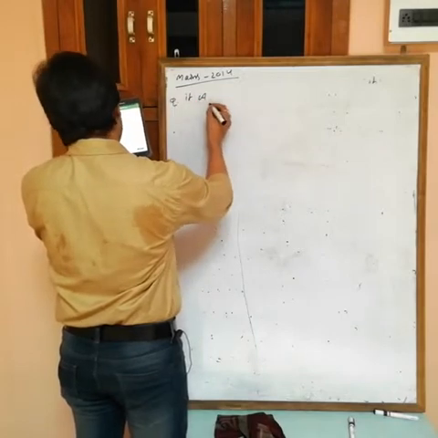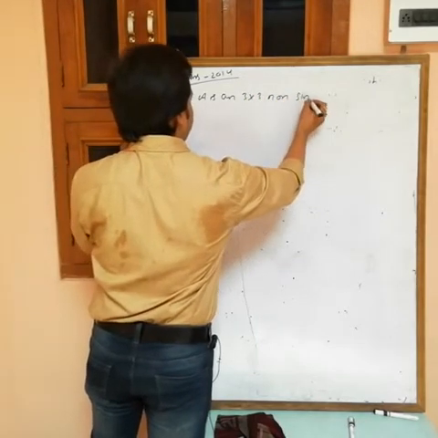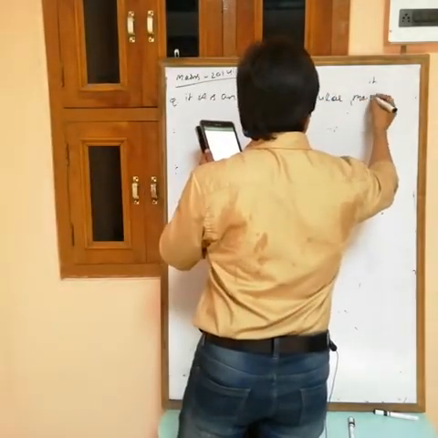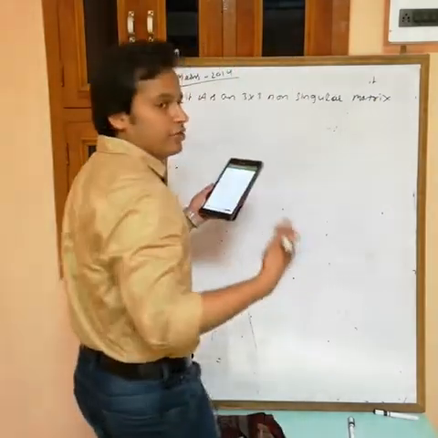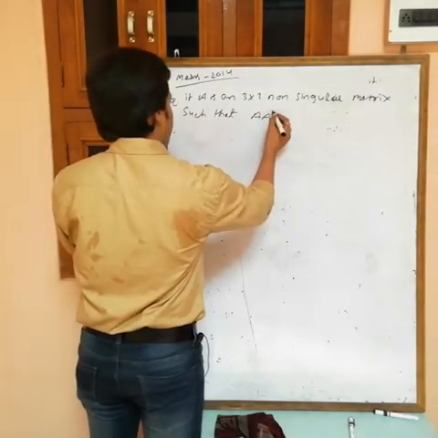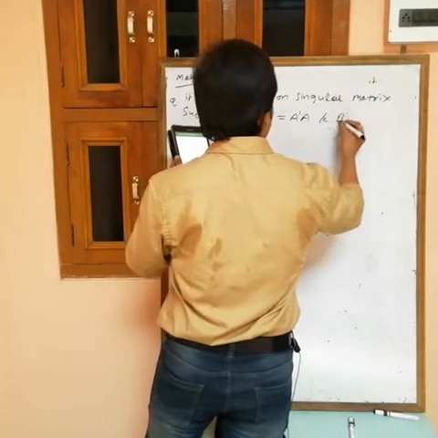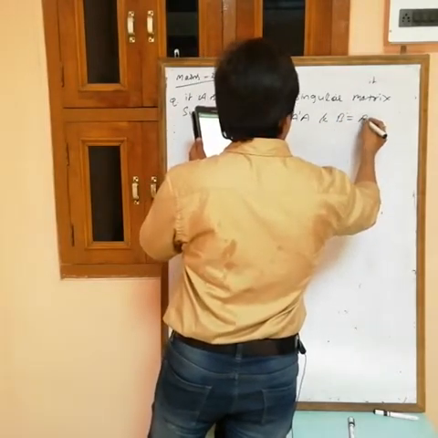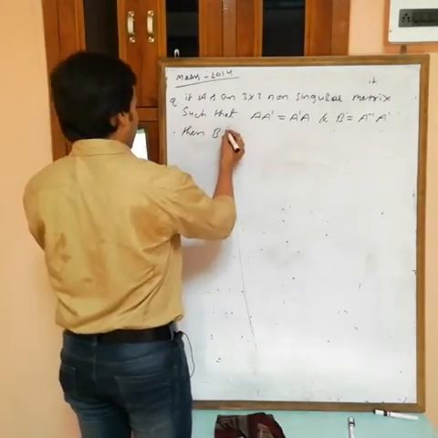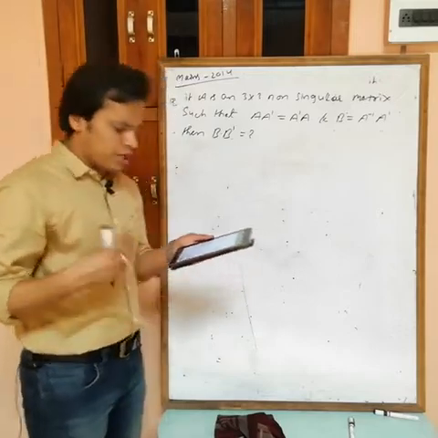If A is a 3 by 3 non-singular matrix, non-singular matrix means determinant is not equal to 0, such that A dash, which means transpose, is equal to A dash A, and B equals A inverse into A dash, then find the value of B into B transpose. Options are B inverse transpose, I plus B, and I.